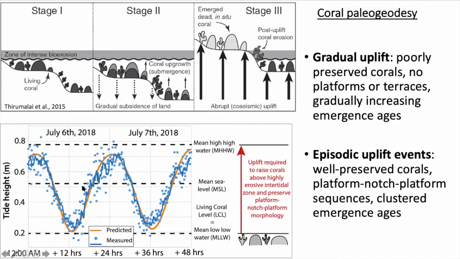One way to look at this is through a tidal record. So here the tides fluctuate from about 0.8 to 0.2 meters of tidal height. So the height that you would need to emerge these corals in order for them to escape the erosive intertidal zone is about 0.6 meters, shown over here. So episodic uplift would need to lift the reef up to this level in order for them to preserve their morphology and show clustered emergence ages.